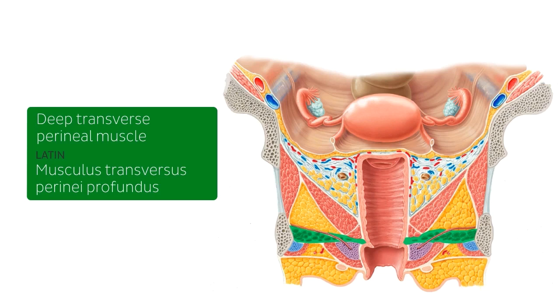And in this image, we can also see the artery of the bulb of the vestibule crossing the deep transverse perineal muscle, which is coming off the internal pudendal artery roughly around about here.